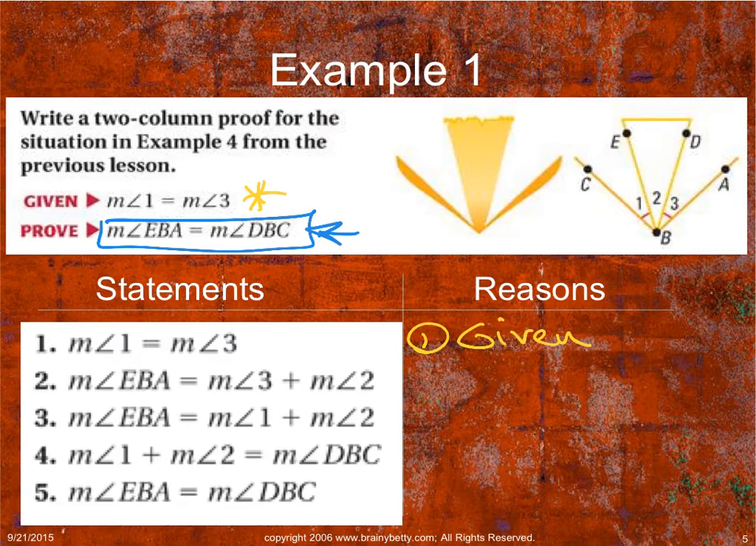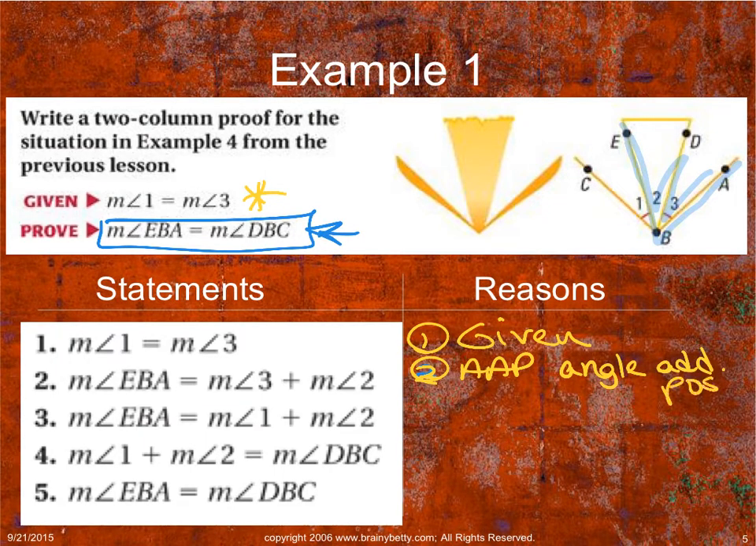So, step number 2. Anybody have an idea of what they've done there? What we learned maybe back in chapter 1? Yes? Originally, I thought it was segment addition postulate, but it has to be angle addition postulate. Beautiful. They are using the angle addition postulate because they are adding angle 3 plus angle 2 to make up the whole angle of EBA. So for this, you can abbreviate it if you'd like as AAP, or write out angle addition postulate.